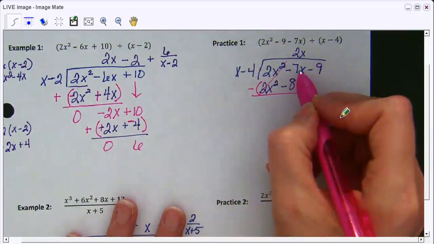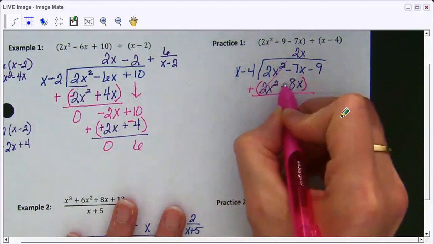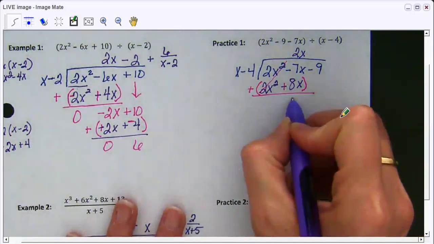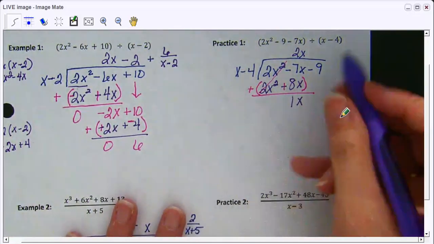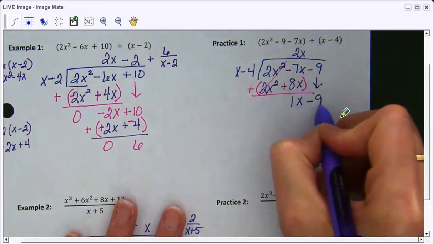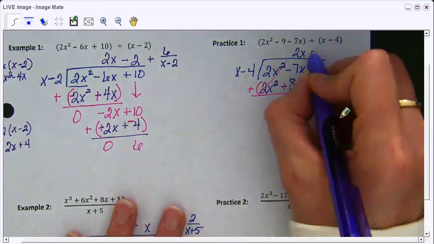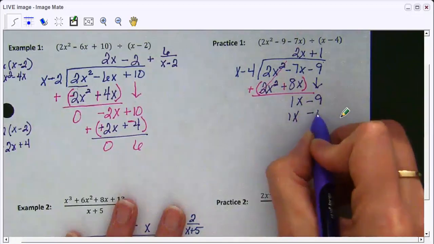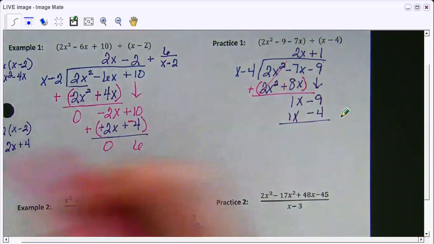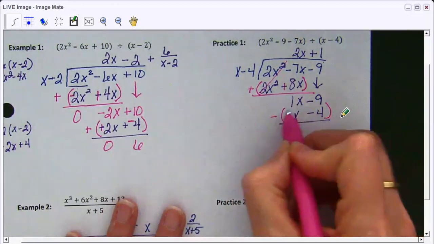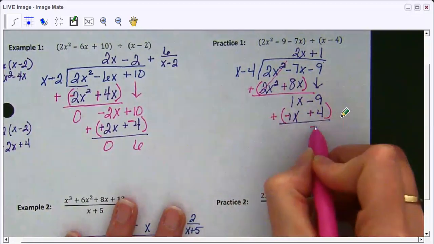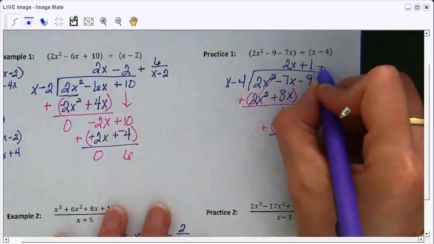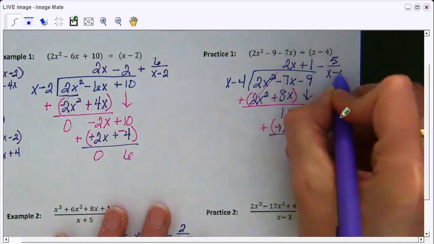Okay. -7 minus -8 is the same as -7 plus 8. And you end up with just 1x. And you could just put x if you want. And then I bring down my -9. X goes into x 1 time. 1 times x is x. And then 1 times -4 is -4. And I will subtract these, which becomes a -5 right here. So my final answer is 2x plus 1 with a remainder of -5 over x minus 4.